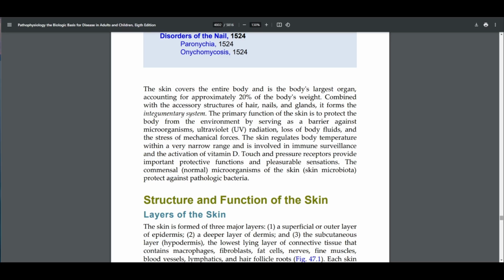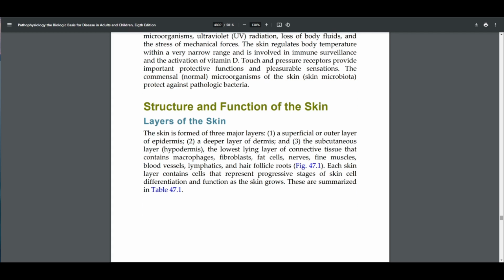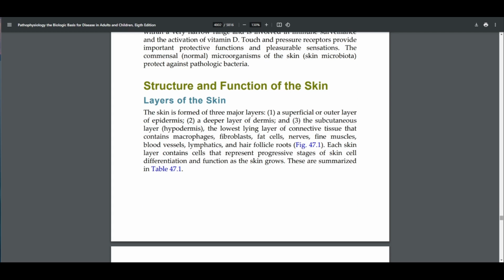The skin regulates body temperature within a very narrow range and is involved in immune surveillance and the activation of vitamin D. Touch and pressure receptors provide important protective functions and pleasurable sensations. The commensal microorganisms of the skin protect against pathologic bacteria. So, structure and function of the skin.